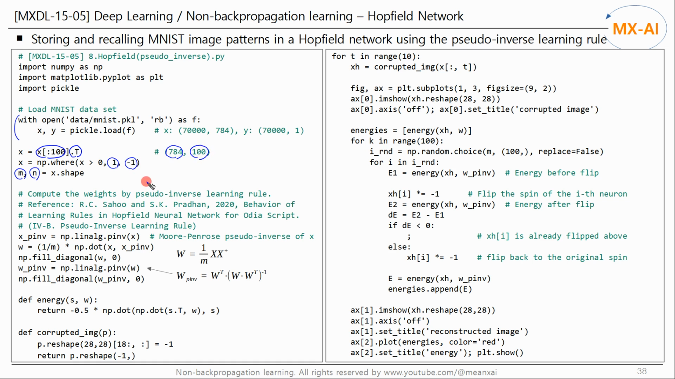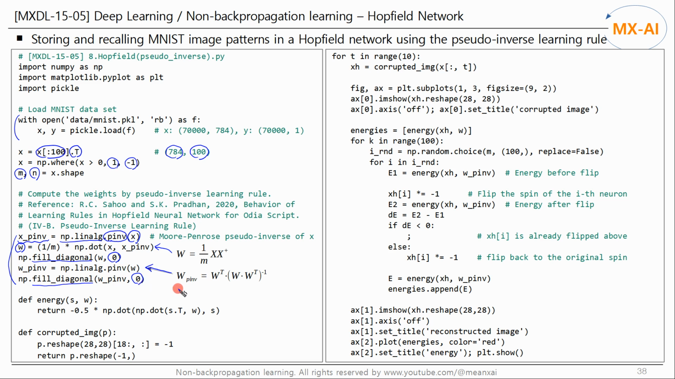As we saw on the previous page, we compute the pseudo-inverse weight matrix as follows. First, we find the Moore-Penrose pseudo-inverse matrix of the input pattern X. For this, we use the pinv function provided by NumPy's linear algebra module. Then we use this formula to compute the weight matrix W. Fill the main diagonal of the matrix with zeros. Next, we compute the pseudo-inverse matrix of W and fill the main diagonal of the matrix with zeros.